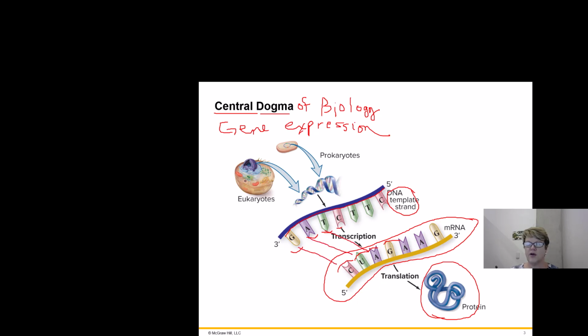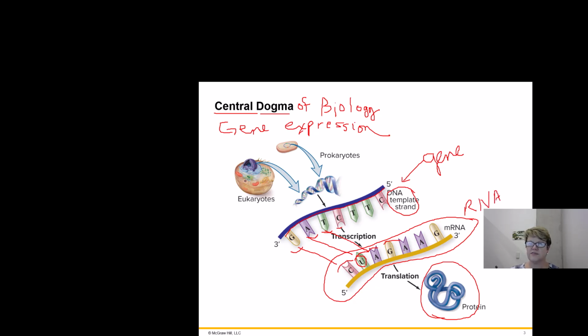Remember that in RNA, we have uracil instead of thymine. So anywhere you would want to put a thymine, T, instead put a U. So this would be the RNA copy of this gene. This would be the gene, a section of DNA, and this would be the RNA that's copied from that gene.